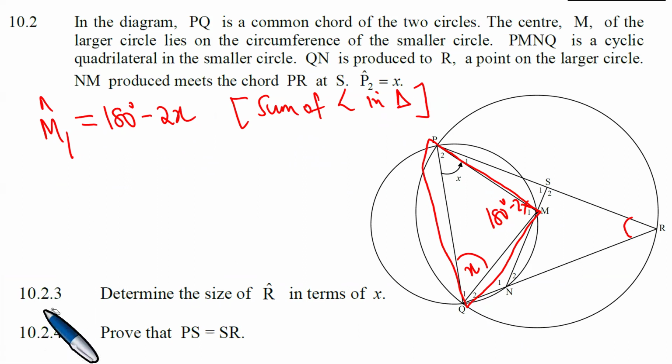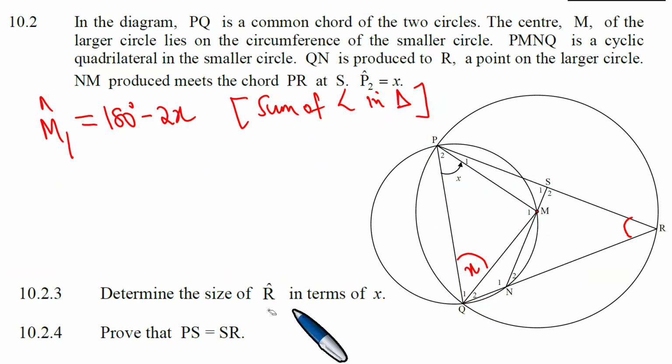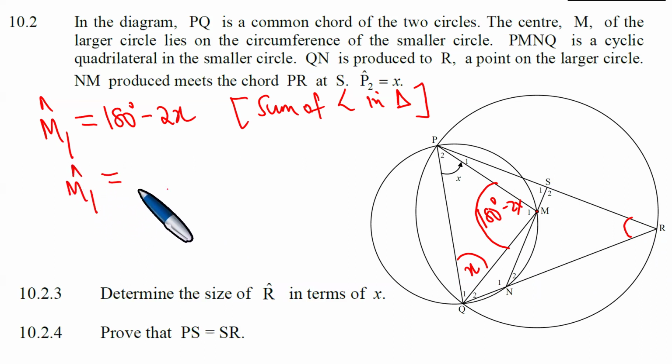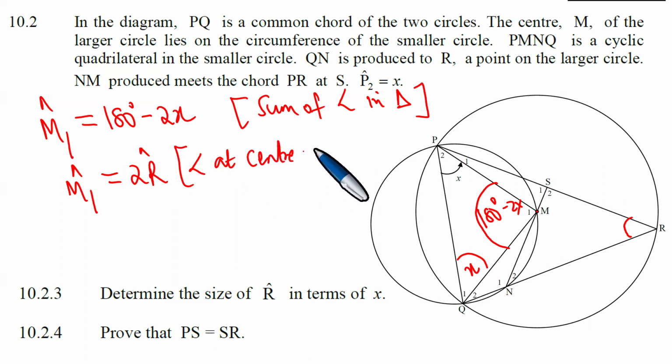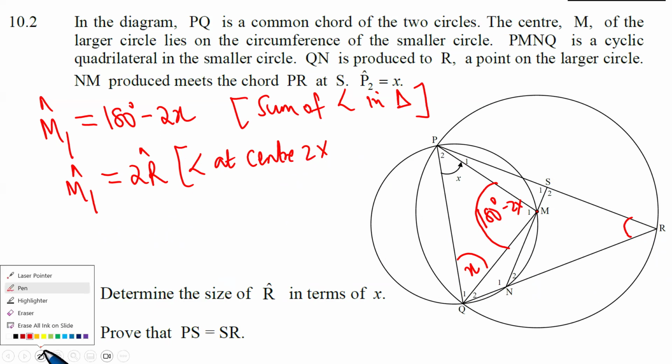Let me just remove this red paint here. So we have therefore that it is 180 degrees minus 2x, yeah? Which is this one here. And then what is R? Angles at center are 2 times the angles at circumference. So the angle at center is 2 times the angle at circumference, meaning the angle M1 is an angle at center, equals twice angle R, angle at circumference.